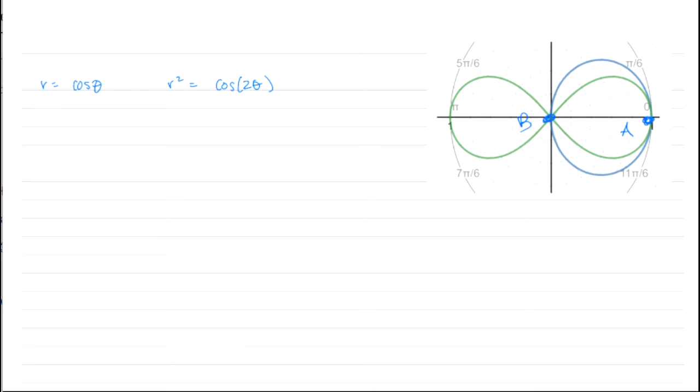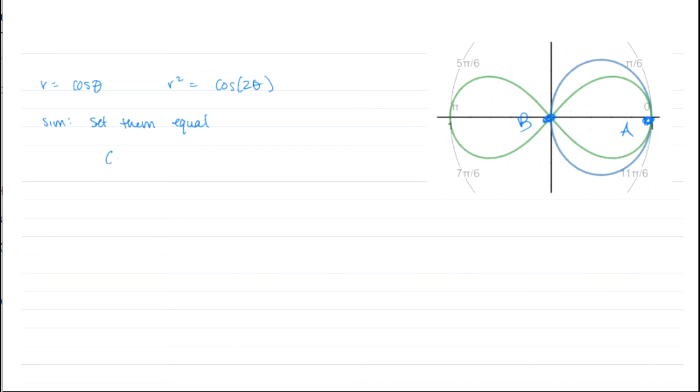Okay, so the only question asked was one of the ones with r squared. So I decided to do r equals cosine theta and r squared equals cosine 2 theta. You can see I graphed it in Desmos, screenshotted it, put it there, and labeled the points A and B. So what we're going to do now is find the simultaneous solutions, so set them equal.